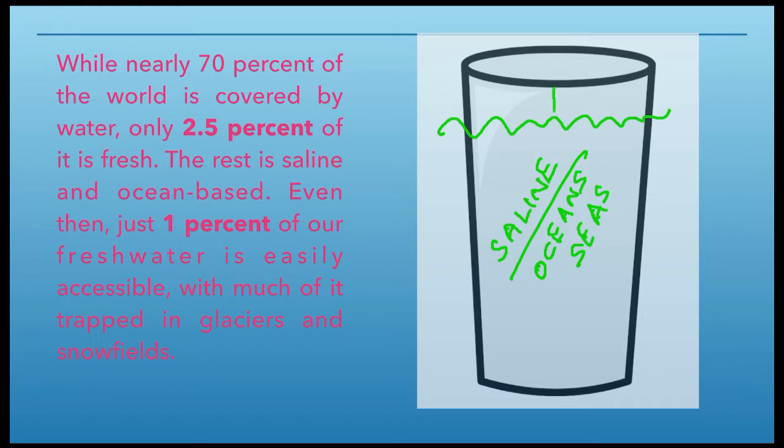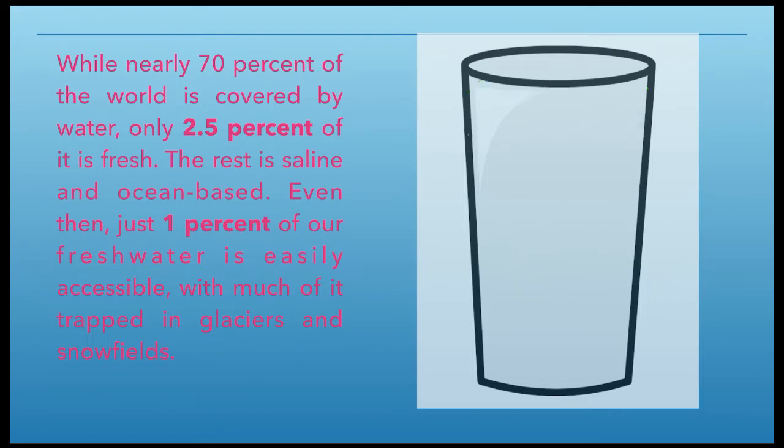Only this much water is what is fit for drinking, or we can say fresh water. And here also some of the part is frozen, that is, it is in the form of ice in the snowfields and in glaciers. So can you see, only this much water of the glass is the water that we can drink. So we should think 1,000 times before wasting water.